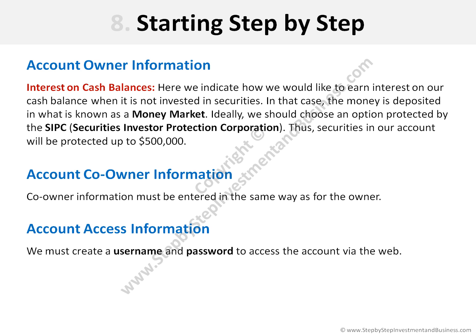Finally, for the account owner, we must indicate how we would like to earn interest on cash balances. Basically, here we indicate how we would like to earn interest on our cash balance when it is not invested in securities. In that case, the money is deposited in what is known as a money market. Ideally, we should choose an option protected by the Securities Investor Protection Corporation. Thus, securities in our account will be protected up to $500,000.